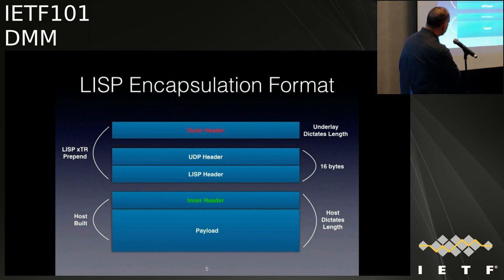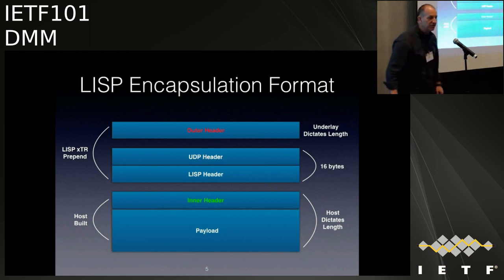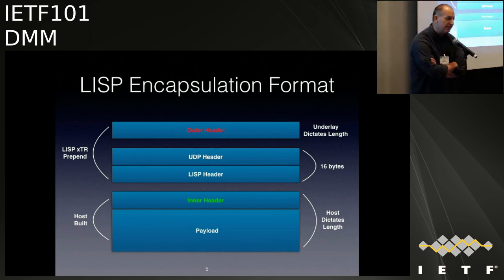An 8-byte LISP header is prepended, and then the UDP header is prepended there. The destination port in this UDP header is a well-known port, and the source port changes based on a 5-tuple hash of the inner header for entropy. The outer header is the address family based on where the EID maps to. If an IPv6 EID maps to an IPv4 RLOC, then the outer header is an IPv4 header. It's as simple as that.